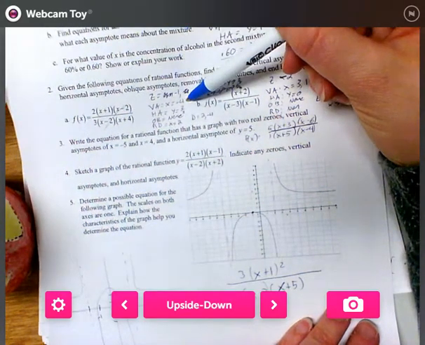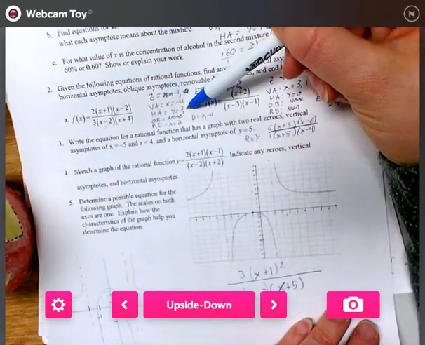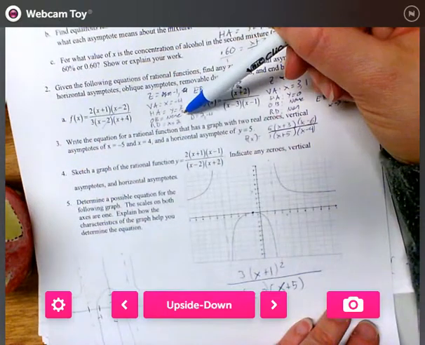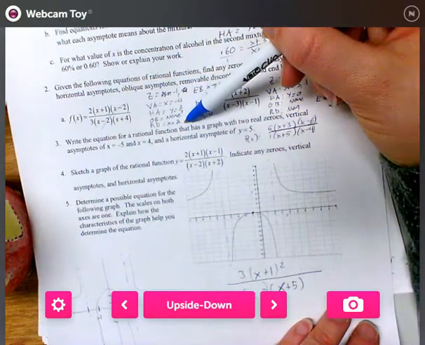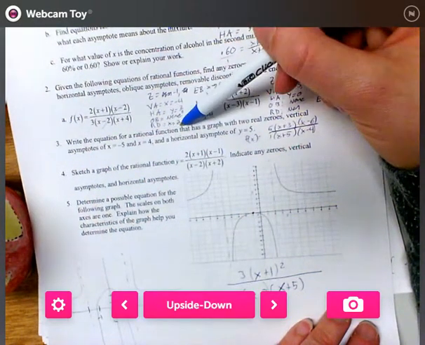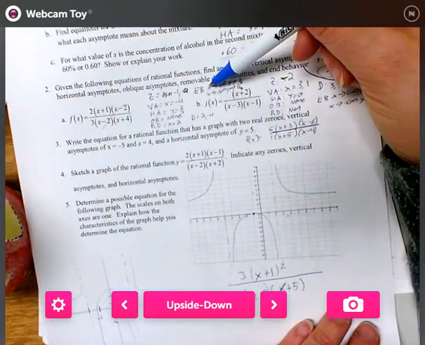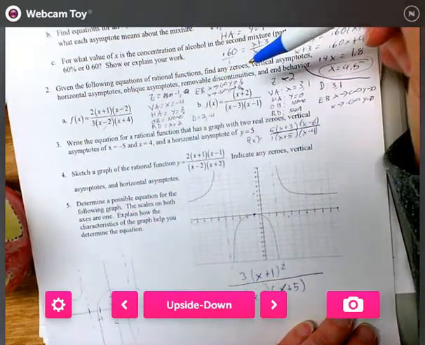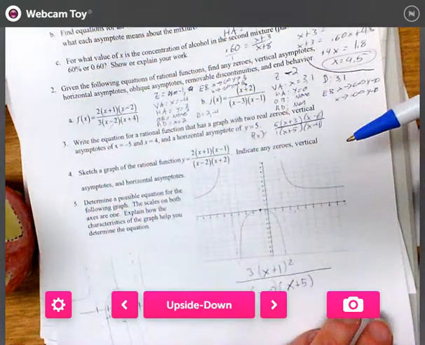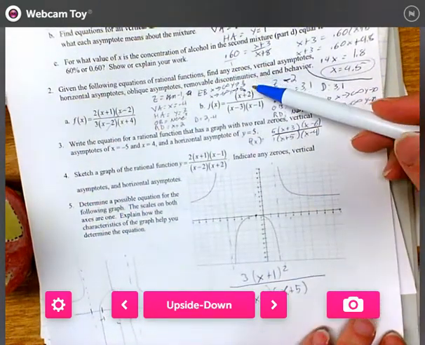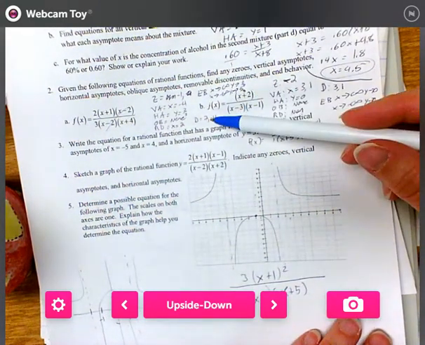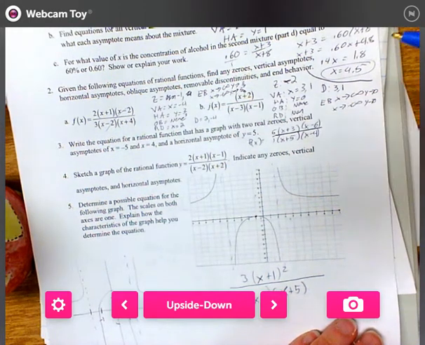Okay. Number 2, this is kind of small, but the zero is -1. Vertical asymptote is -4. Horizontal asymptote is y equals 2/3. There is no oblique. The removable discontinuity is 2. The end behavior is as x approaches infinity, y approaches 2/3. As x approaches -infinity, y approaches 2/3. And your discontinuity is 2 and -4.